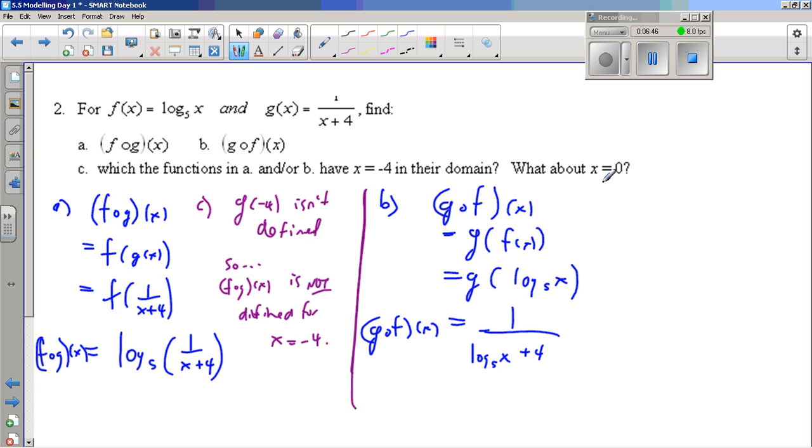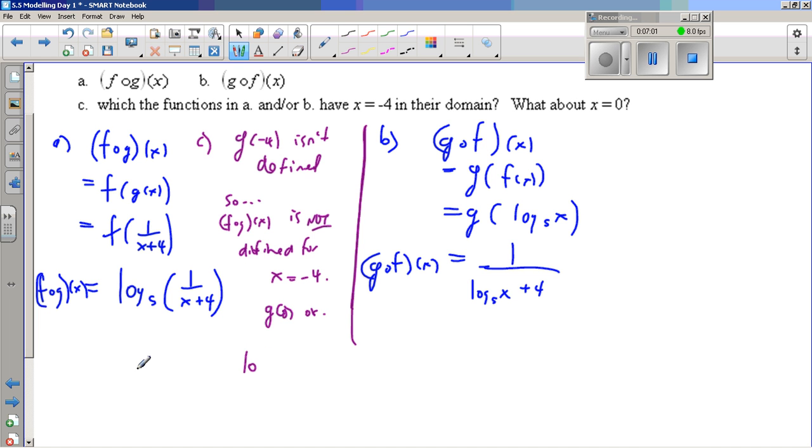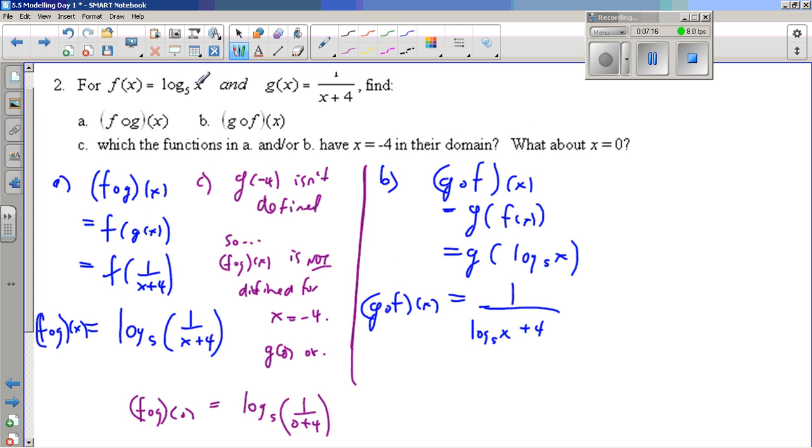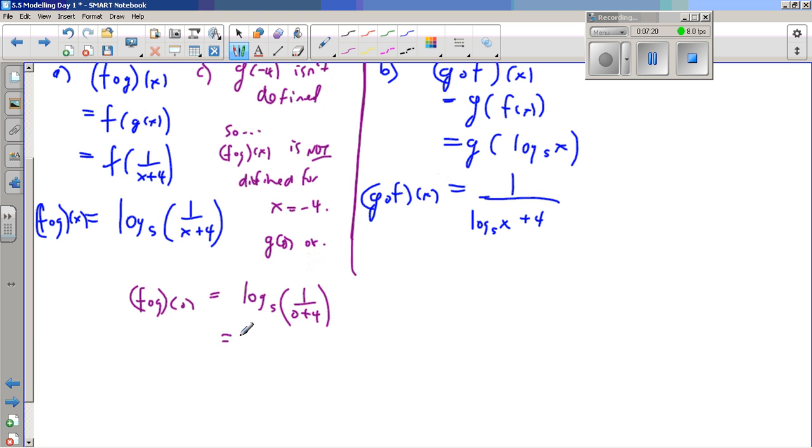Well, what about 0? Notice that if I put 0 into f, that's not defined, but when I put g at 0, that's okay. And so is f composed with g at 0 okay? Well, let's have a look. Is it okay for me to put in x equals 0? It wasn't okay for me to put in x equals 0 into f because the log function's undefined. But even though I wouldn't know what it is, can I take the log of 1/4? Yeah, it's got to be positive, but if that's positive, this is okay. So x equals 0 is in the domain of the composition.